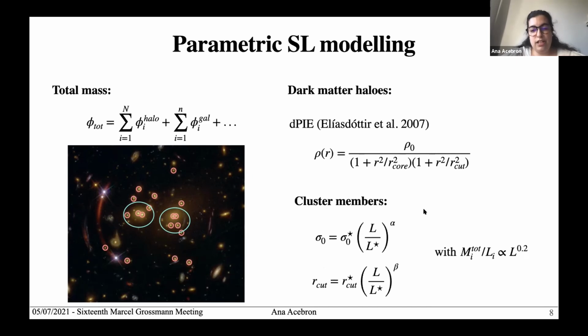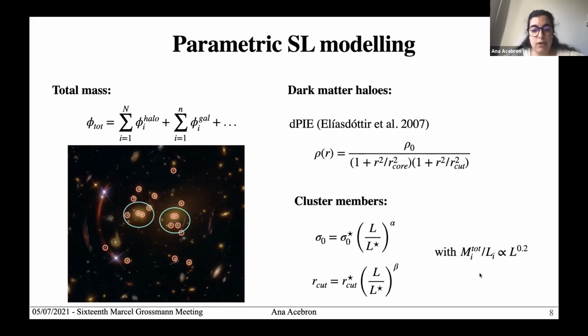We can also put constraints, as I will show you later, on the slope parameter, and we can assume in the end a mass to light scaling, which follows the definition here, which is consistent with the fundamental plane relation. All of the halos have also been modeled with the dual pseudo-isothermal elliptical mass distribution, which is defined here.